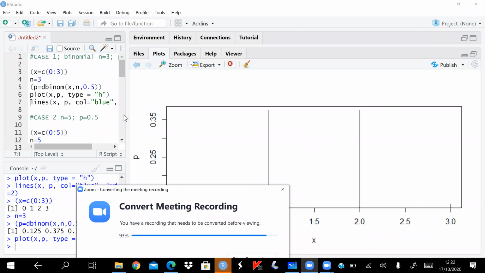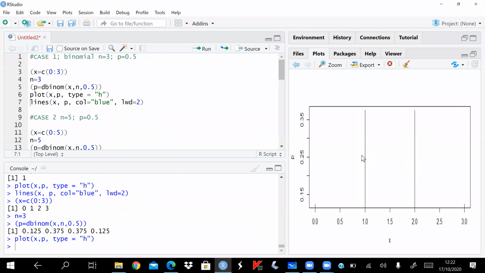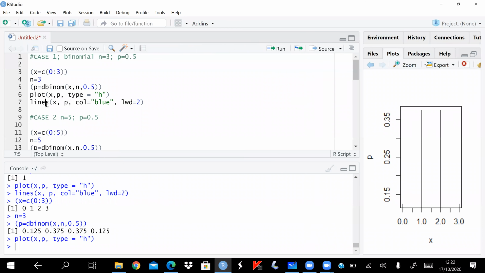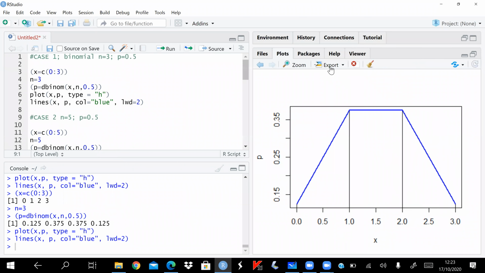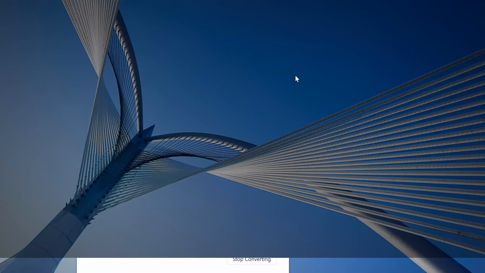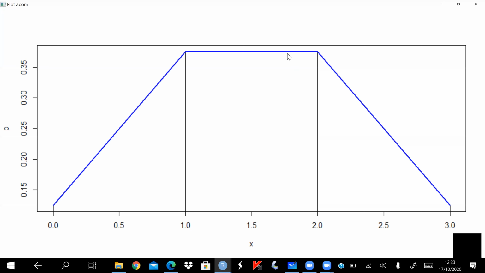Then I can superimpose the frequency polygon. So if I do that, if I superimpose the frequency polygon, I'll get this kind of graph. Okay, so this is a frequency polygon, the blue line, like that.